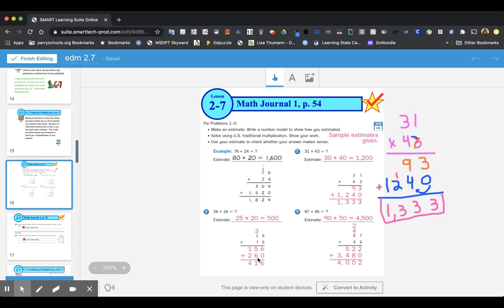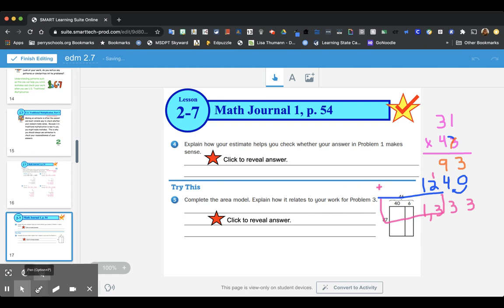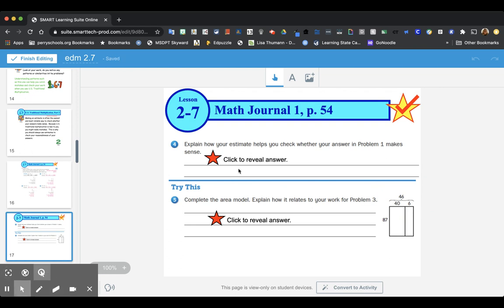Number 3, 87 can round to 90. 46 can round to 50, getting an estimate of 4,500. And again, if you solve this correctly using the U.S. traditional method, 4,002 should be your final answer. And then for 4 and 5, let me erase that so we can see better.